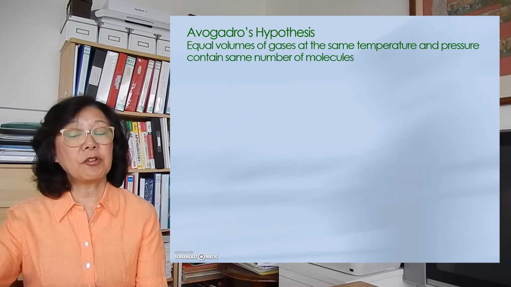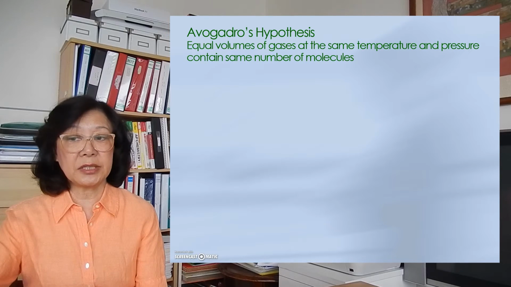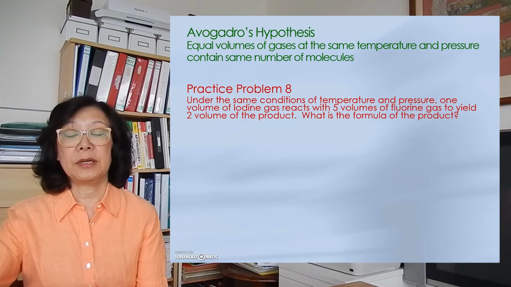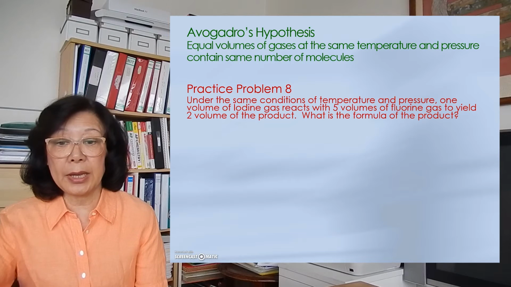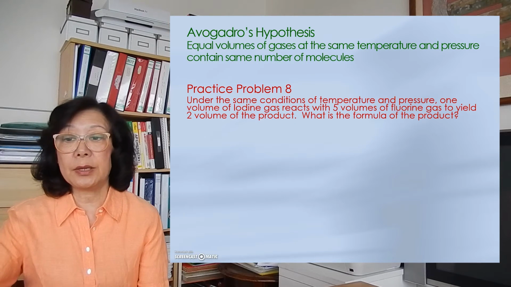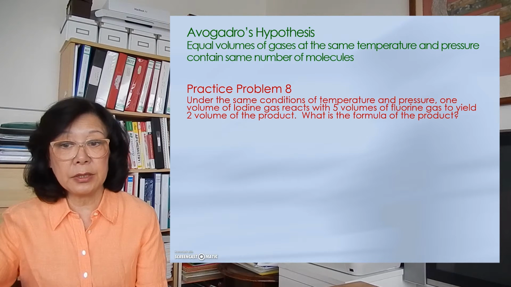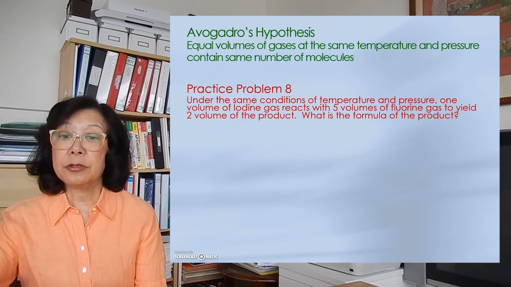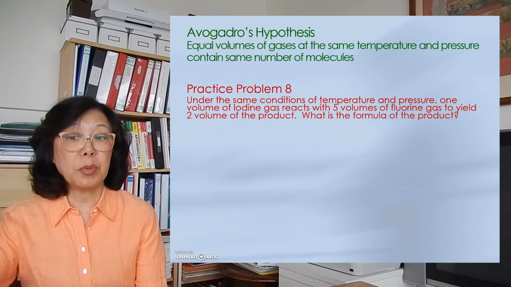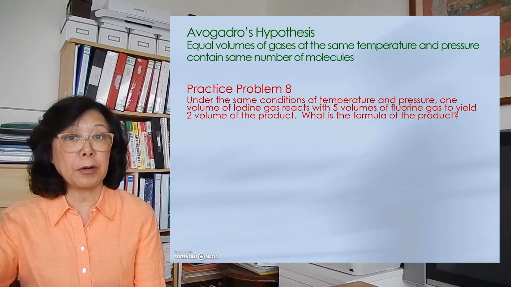The Avogadro hypothesis says that equal volumes of gases at the same temperature and pressure contain the same number of molecules. Now, say we have a problem where 1 volume of iodine reacts with 5 volumes of fluorine, both of them diatomic, to yield 2 volumes of the product. Let's make use of this volume relationship to find the formula of the product.